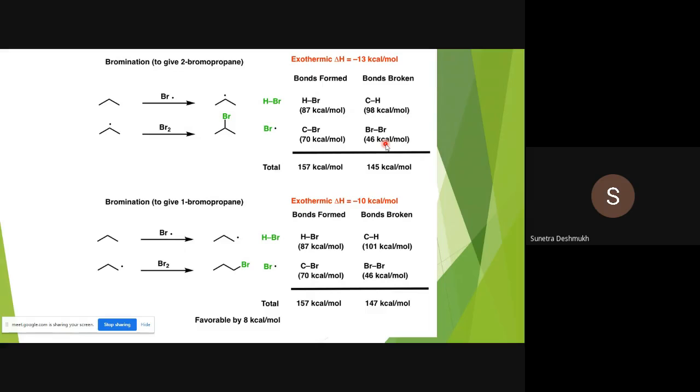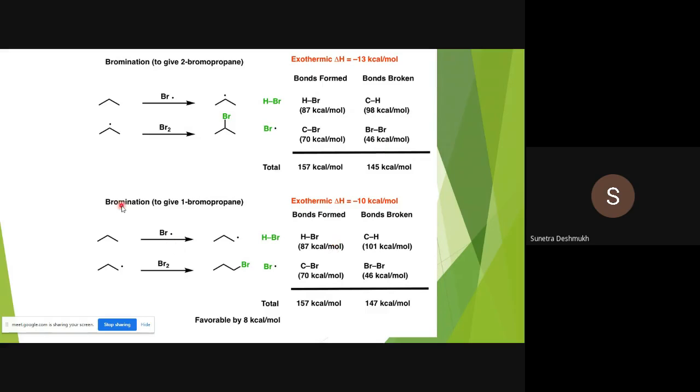This is the one point which supports the selectivity of bromination, of secondary bromide formation. Okay, so this is the first reason why bromination is more selective in case of isopropane. That means we can get the secondary bromo compound selectively, because we need less energy to cleave the Br-Br bond.